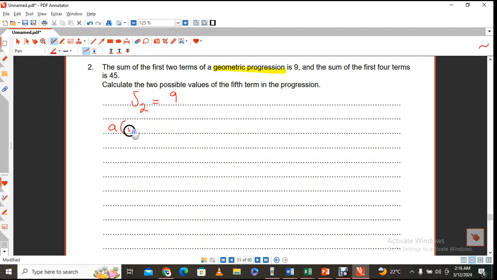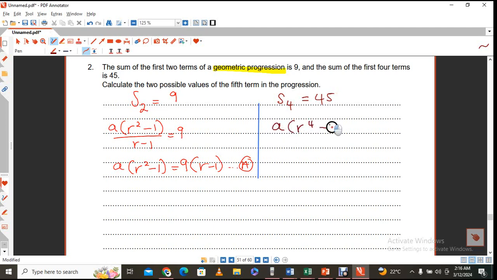So that becomes a, then I have r squared minus 1 over r minus 1 is equal to 9. So let me go ahead and have a times r squared minus 1 is equal to 9, open bracket, r minus 1, and I will let that be equation A. And then I do the other one similarly, the sum of the first 4 terms. So the sum of the first 4 terms is equal to 45. You are supposed to be familiar with the formula, so a times r raised to the power 4 minus 1 upon r minus 1 is equal to 45.